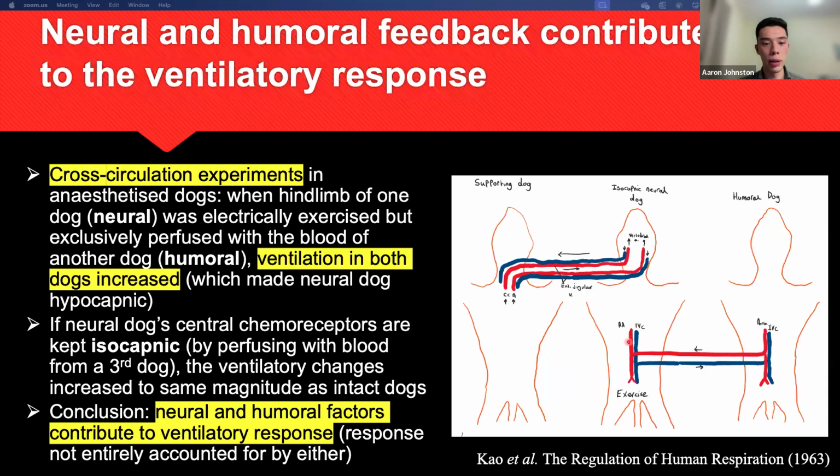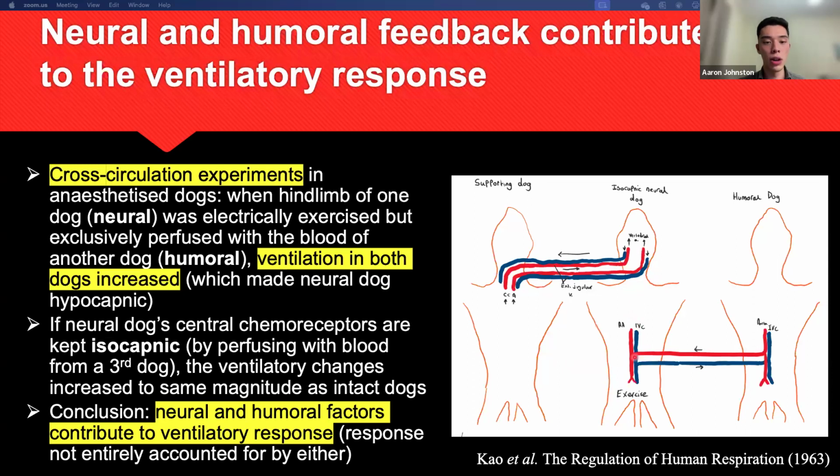So another interesting experiment I just want to highlight, I'm just going to focus on the second part of this paper. This was a really brutal experiment done in the 60s by Cowan and colleagues. And what they did, well, they did a few things, but this experiment I want to highlight, I think, was the final one. If we focus on this dog in the middle, this was the neural dog.